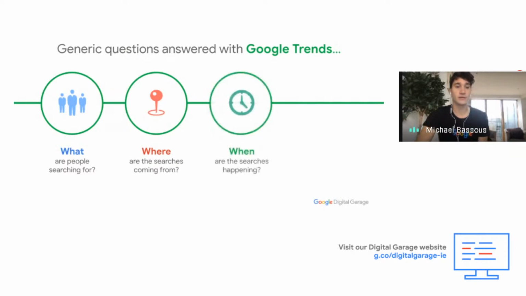So we looked at what people are searching for and where they're searching, the regional aspect, which I think is one of the most important. Now we're going to look at when people are searching. Trends also reveals insights about when people are searching, allowing you to detect seasonal trends over the course of a year, but also as granular as specific days of the week, even specific hours of the day.